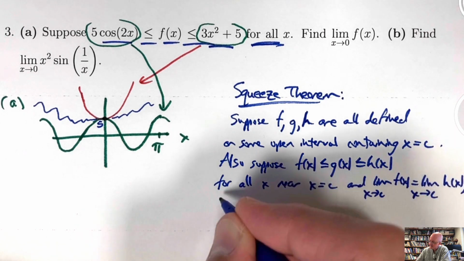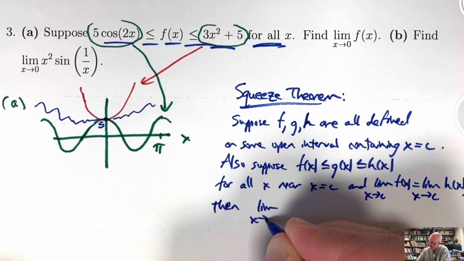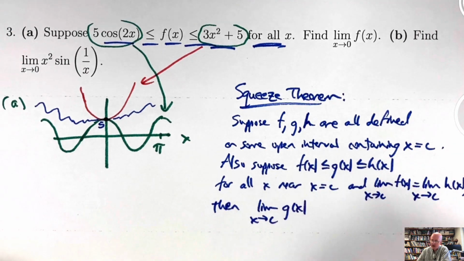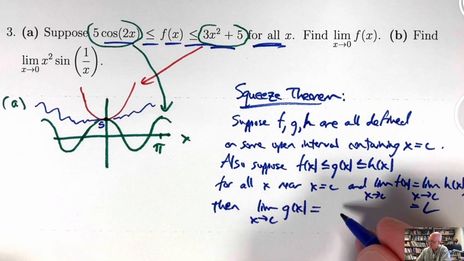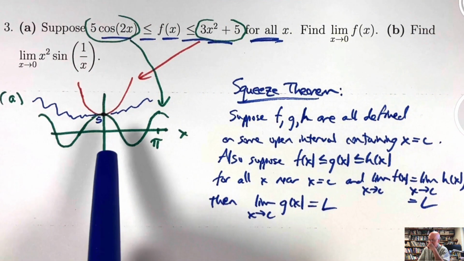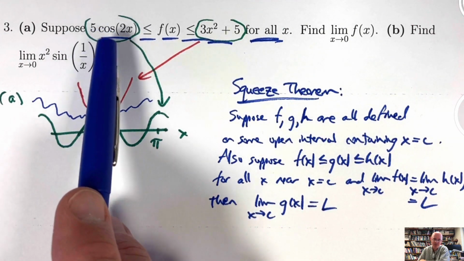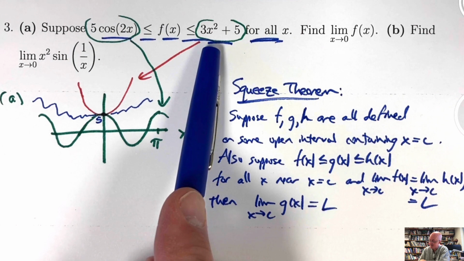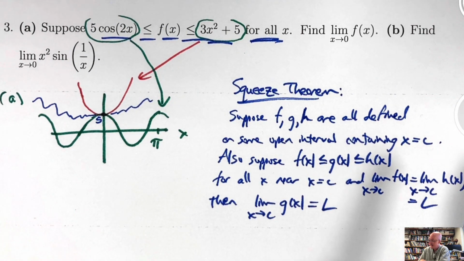The conclusion is then the limit of the middle function that's stuck between them must equal this same number. We should give this number a name. Let's call this number L. Then the limit as x approaches c of g of x also equals L. So in our problem here, this is playing the role of f of x, this is g of x, this is h of x. Sorry that I probably should have used an f of x in the middle and a g of x there. Anyway, you get the idea.